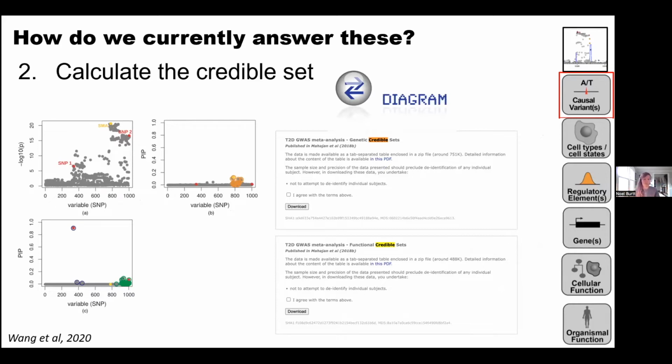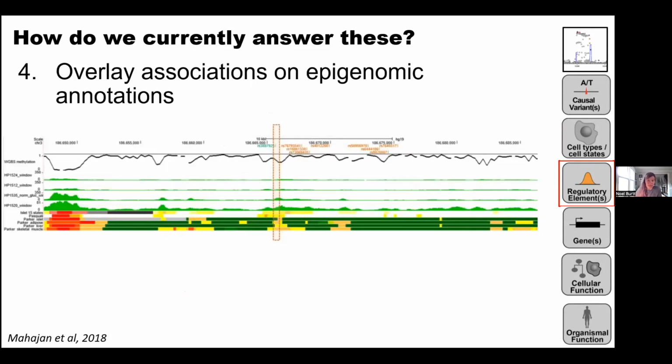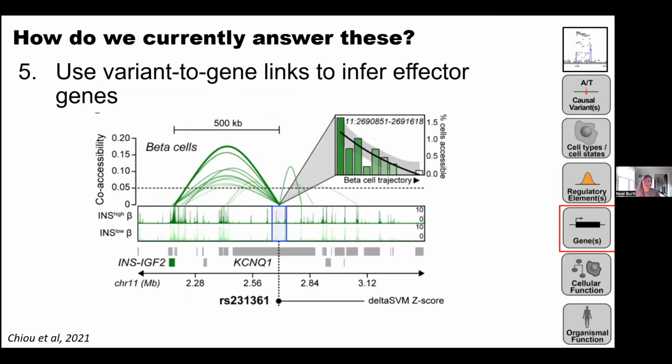You have to pull that from some auxiliary file somewhere. You'd have to go collect data specifically in those tissues and that disease to try and determine what is the actual mechanistic effect going on in those tissues or cell types. You have to overlay those annotations with the genetics to see what's going on there. And then ideally, you have to link the genes to the variants. And this is a large process.